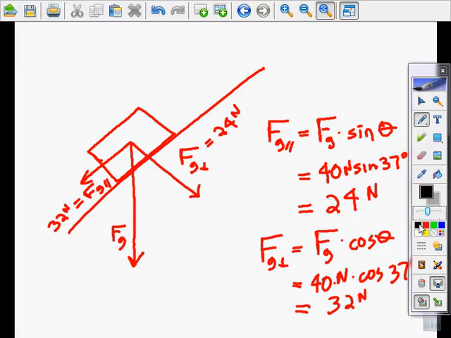But I think it's the other way around. Is it the other way around? Yeah, it's the other way around, because you wrote parallel for... Oh, you're right, you're right. Thank you. So Fg perpendicular is the 32 newtons, and Fg parallel is the 24 newtons.